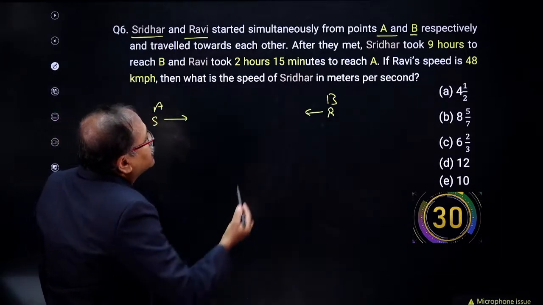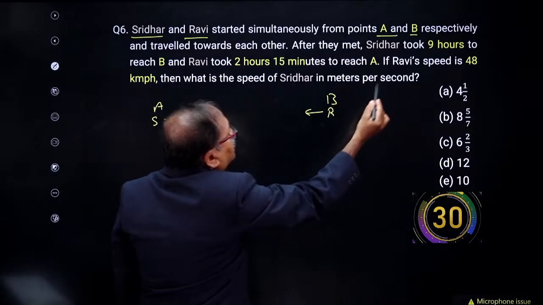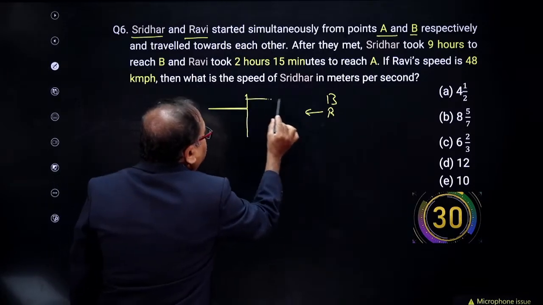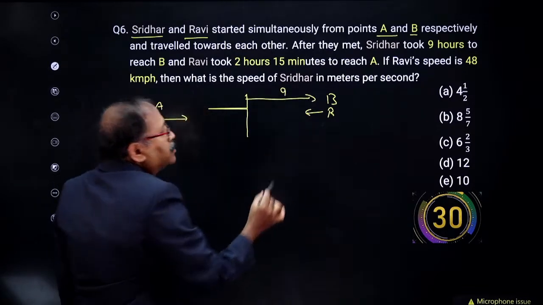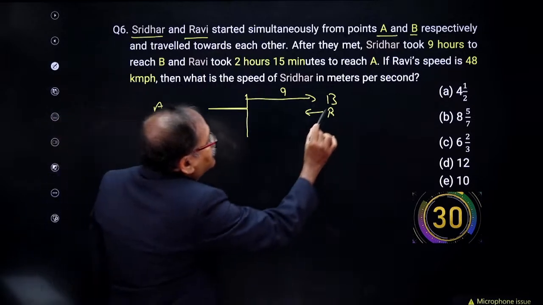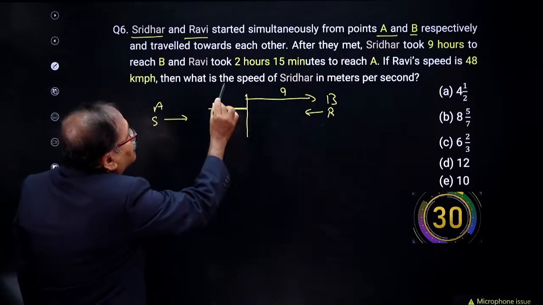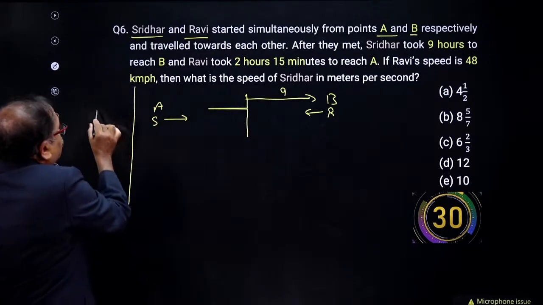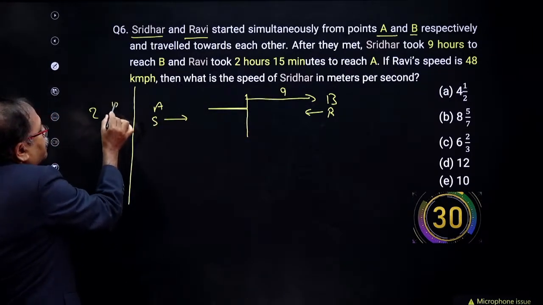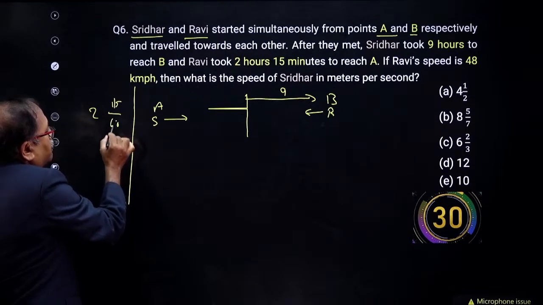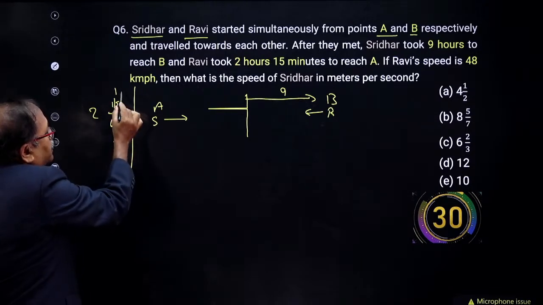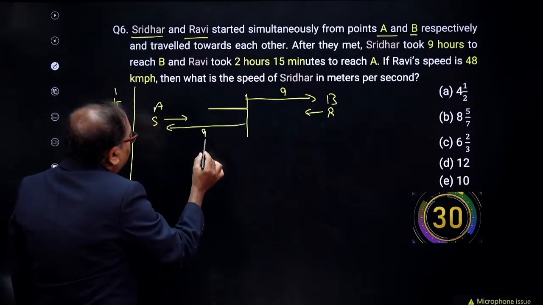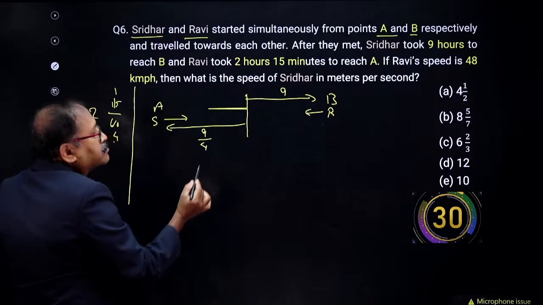Now it said that after they met, Sridhar takes 9 hours. So after they are meeting, Sridhar takes 9 hours to reach B, and Ravi takes 2 hours 15 minutes. Can I write down this 2 hours 15 minutes? So that is 215 by 60, which is nothing but 2 and 1 by 4, that is 9 by 4. And the time Ravi takes to reach over here is 9 by 4 hours.